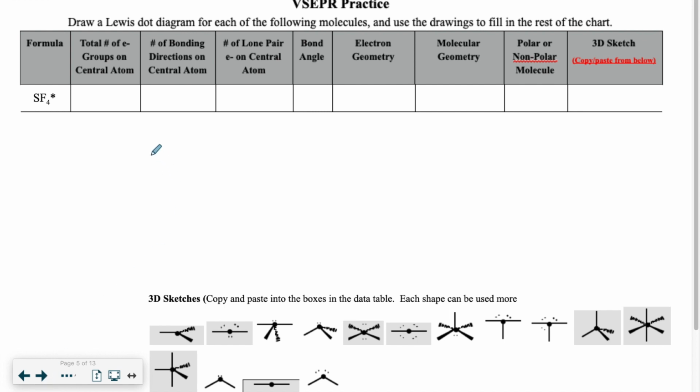All right, for our next example, we have SF4. This is going to be another exception to the octet rule. Sulfur has a total of 6 electrons around it. It's in the oxygen family, so group 16 or 6A. I have 4 fluorines that are going to attach. So I'm going to link 1 on each of the sides of the sulfur, since I have the space to do so.